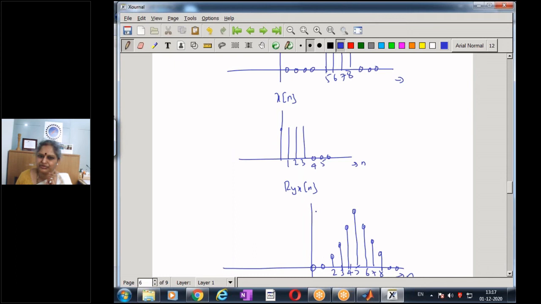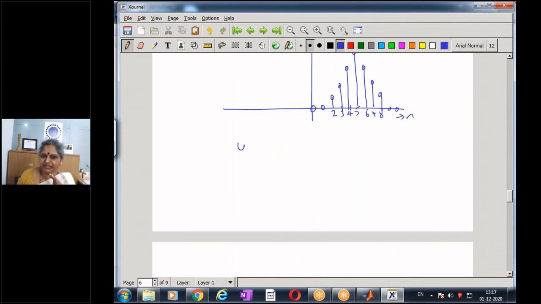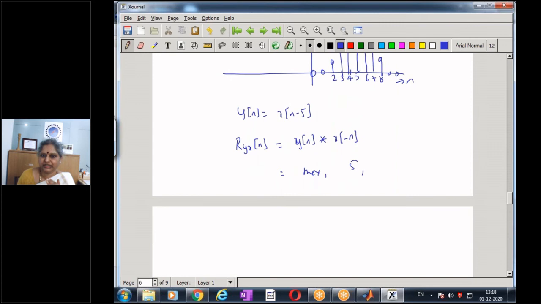Now let's observe this result. What we have taken is a signal y of n which is equal to x of n minus 5. And then I perform the cross correlation of x and y, that is, y of n convolved with x of minus n. And when I do this, I get a result r y x of n which has a maximum at 5. So if I have a signal and a delayed signal and I perform the cross correlation of these two closely related signals, I observe a maximum, and the maximum occurs at an instant which is equal to the delay.